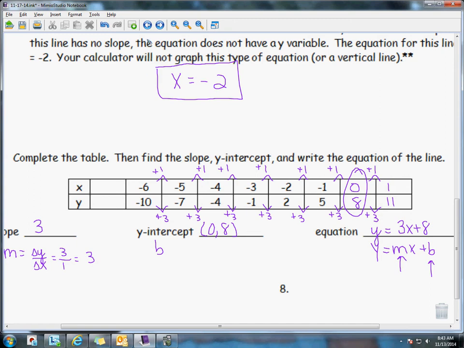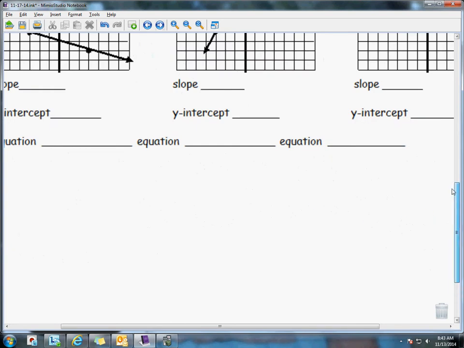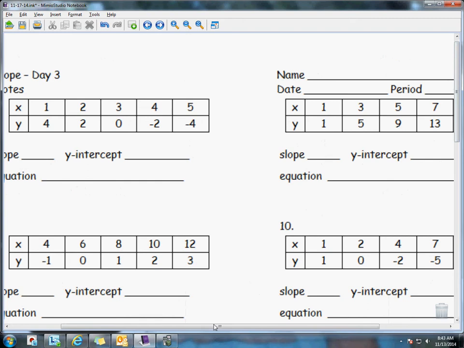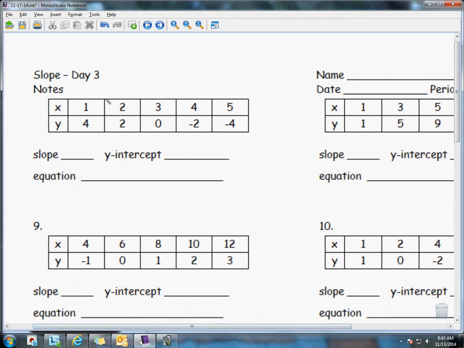Alright, last page. Okay, so again, we're going to go ahead and find our slope. We're going to do our change in our x's and change in our y's. So my x's are going up by 1's. And my y's, if you notice, are going down by 2. So I'm putting a minus 2 here.